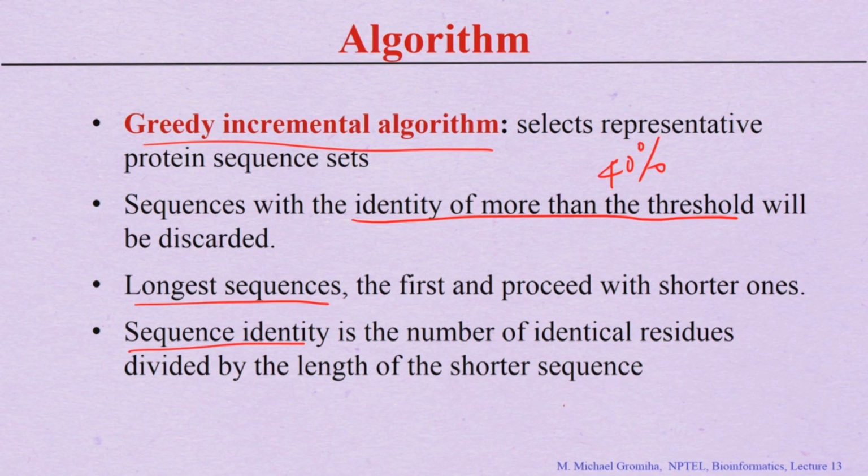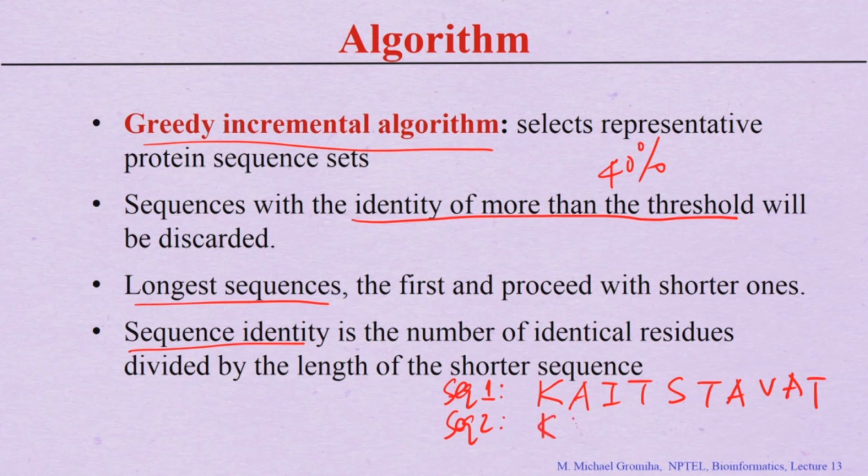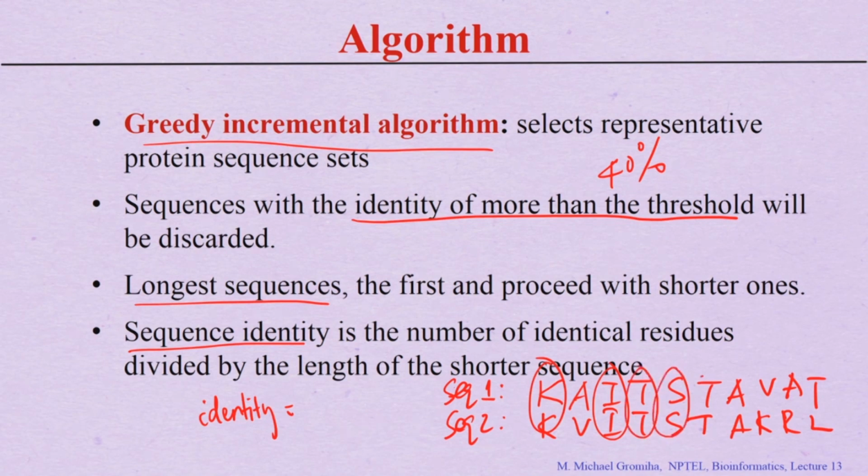For example, if you have two sequences, right, this is sequence 1, then sequence 2, so what is the sequence identity? Right, this is same, 2, 3, 4, 5, 6 by 10, this is equal to 60%. If two sequences are more than a particular threshold, for example 40%, right, will it consider both or only one? Only one, right, because it is more than 40%. So, it does not keep both; it keeps one and discards the other one, right, this is how it works.